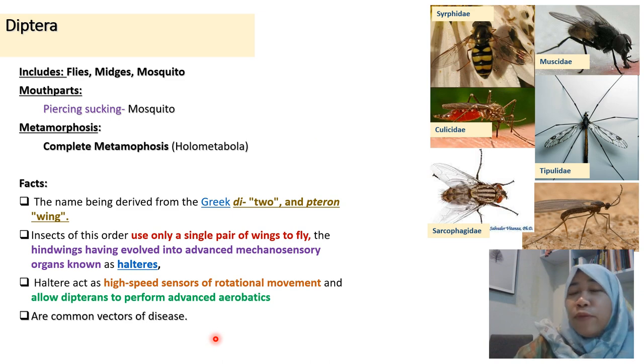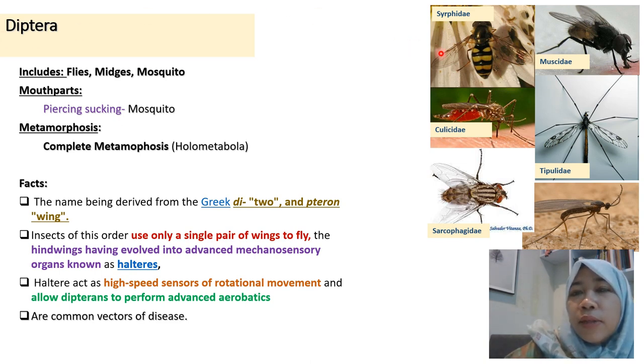Yeah, and then we move to the diptera. What insects belong to diptera? The insects that belong to diptera are kinds of flies, and then kinds of mosquito. The mouth part is piercing and sucking. The metamorphosis is holometabola, complete metamorphosis, and it starts from the egg, and then larvae, and then pupae, and then adult. So the word diptera is derived from the Greek. The di means two, and the ptera means wings, yeah. So the meaning of diptera is two wings.